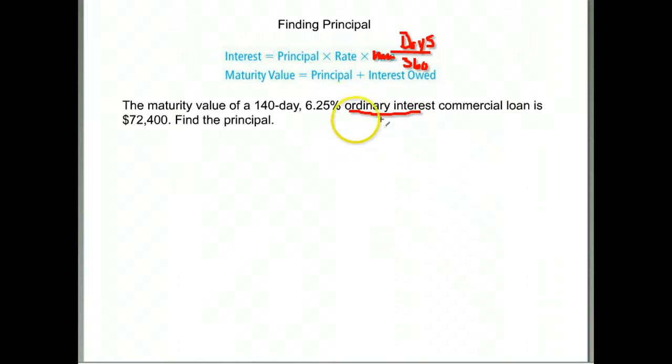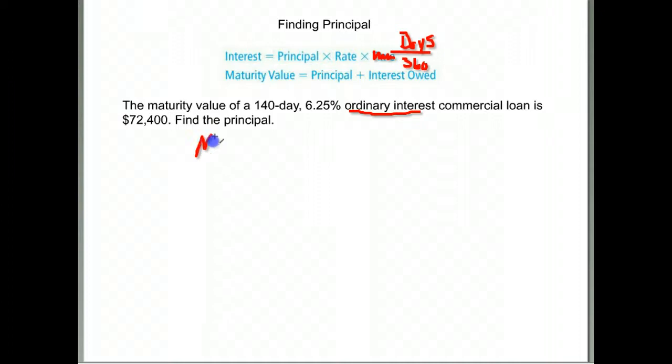Okay, so the ordinary interest on their loan was, the maturity value was $72,400. Find the principal amount. Well, the maturity value, which is what they gave us, is the principal plus the interest that you owe. And the interest you owe is the principal times rate times time. So we're going to have to do a little algebra here.